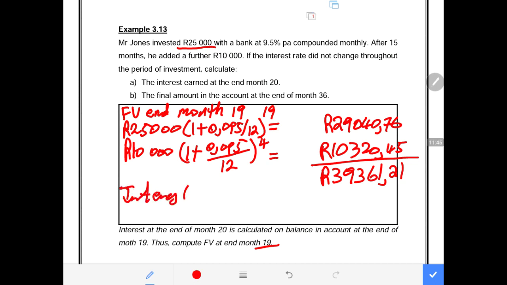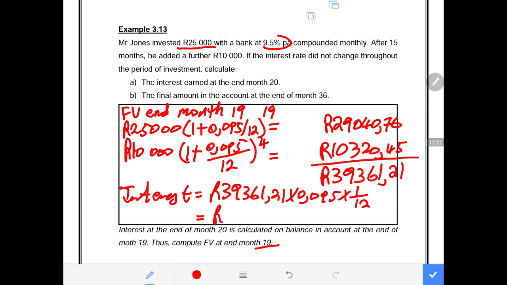Now that this is the future value, we then need to calculate interest, and interest will be on the balance at the beginning of the period, 39,361.21. Remember, this is just like simple interest. In simple interest, you say the amount that you have, multiply this by the rate 0.095, and you multiply it by the term in which you want to calculate that interest. In this case, we are calculating interest for 1 month out of 12 months in a year. Remember, we always take it from a year point of view. So because the interest is per annum, that is the main reason we say divide by 12. There are 12 months in a year.